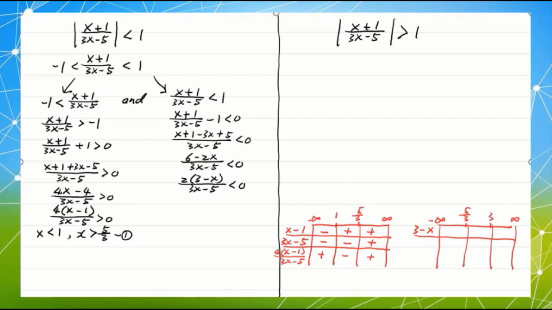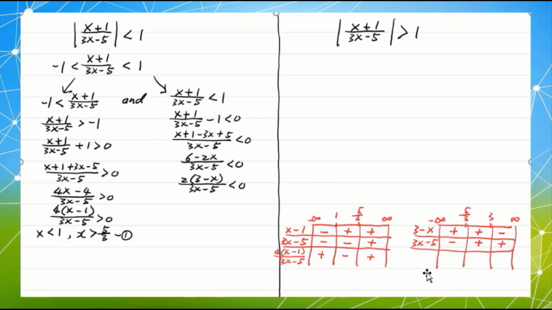When x is less than 5 over 3, 3 minus x is positive. When x is in between 5 over 3 up to 3, 3 minus x is positive. When x is greater than 3, 3 minus x is negative. Now we test 3x minus 5. When x is less than 5 over 3, it is negative. x between 5 over 3 up to 3, it is positive. x greater than 3, it is positive.